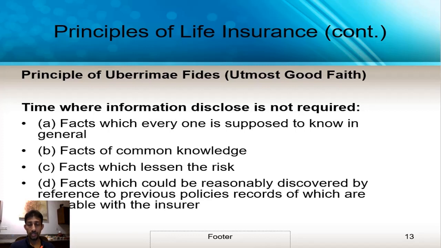Sometimes certain information is not required to be disclosed. What are they? Facts which everyone is supposed to know in general. Facts of common knowledge. Facts which lessen the risk. Facts which could be reasonably discovered by reference to previous policy records which are available with the insurer. So these facts are not compulsory to disclose at the time of setting up an insurance policy.